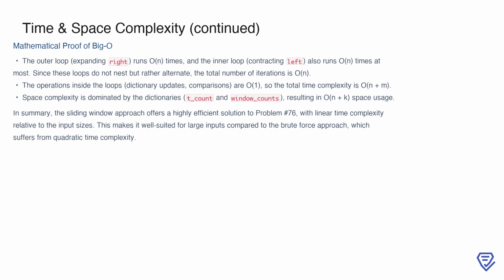Therefore, the total time complexity is O(n) plus O(m), where the O(m) accounts for the initialization phase. For space complexity, the dominant factors are the dictionaries T_count and window_counts, which require O(k) and O(n) space respectively. Combining these, we get O(n) plus k for space usage. In summary, the sliding window approach achieves linear time complexity relative to the input sizes, making it an efficient and scalable solution compared to the quadratic time complexity of the brute force method.